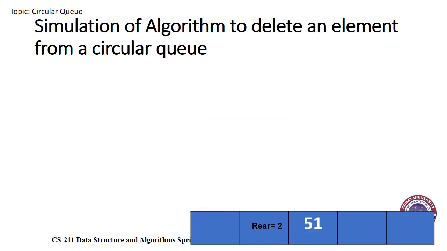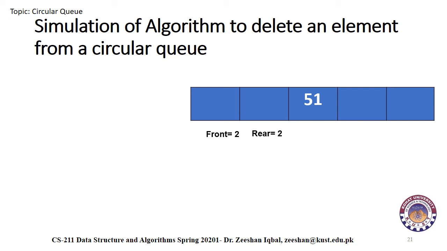Suppose we have a case where the queue contains only a single value as displayed in the figure. As we can see, the queue only contains 51 as its single value. In this case, front and rear both have the same value as of now, which is 2. We will start by executing step 2. We will temporarily set the value of queue front in the variable val in step 2.